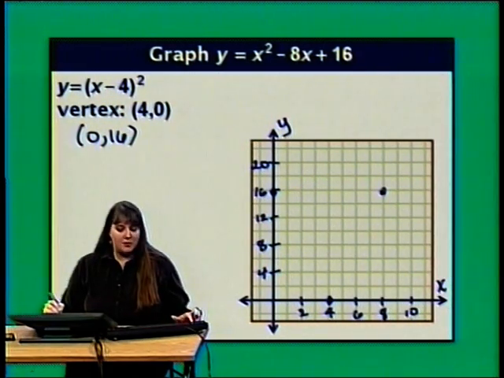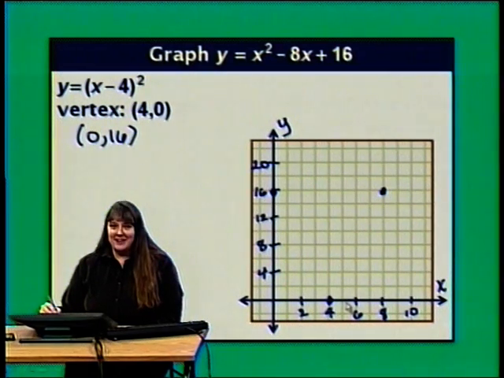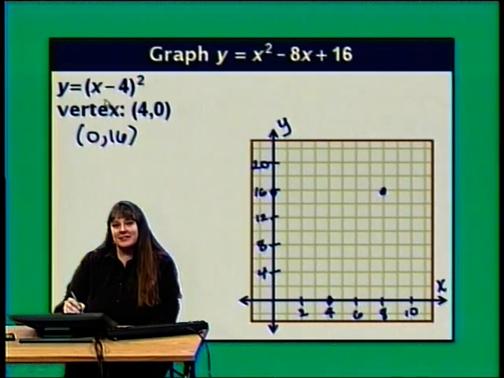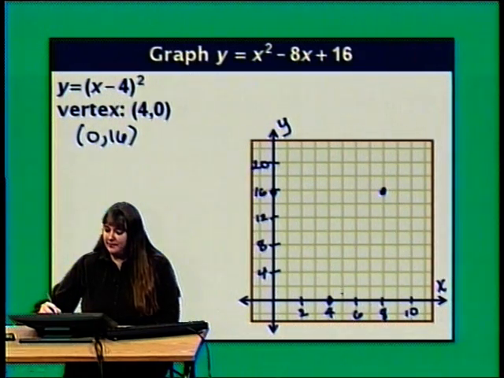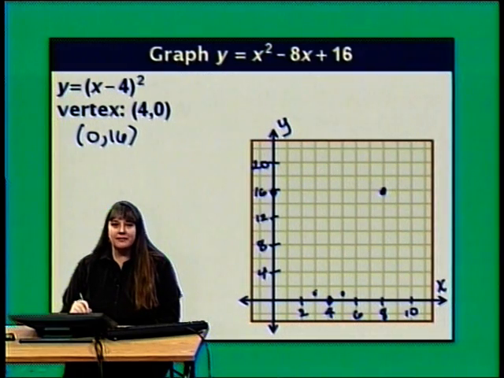Well, let's find a few more points. What happens if x is 5? Well, using my simpler to work with form of the equation, y is going to be (5 minus 4) squared, which is 1 squared, which is 1. So I've got the point (5, 1). Using symmetry, I also have the point (3, 1).